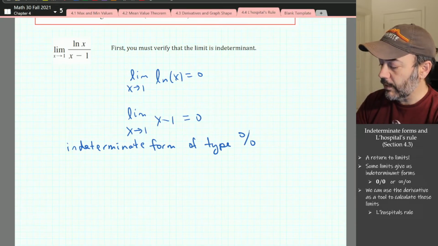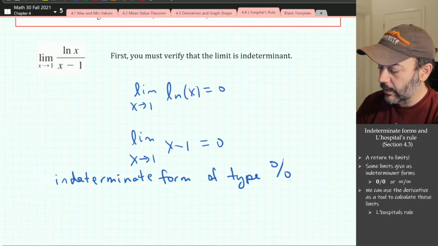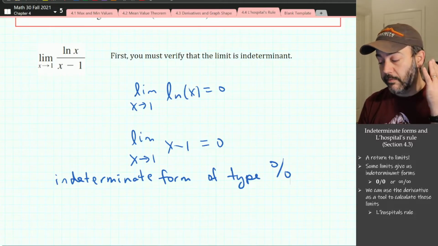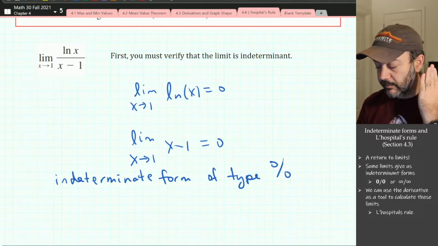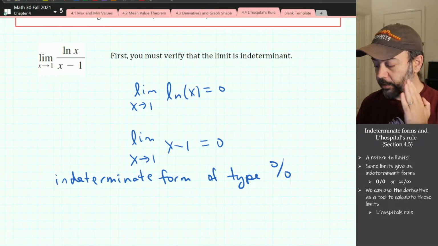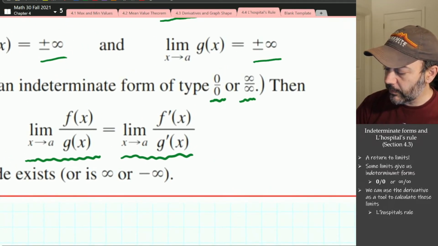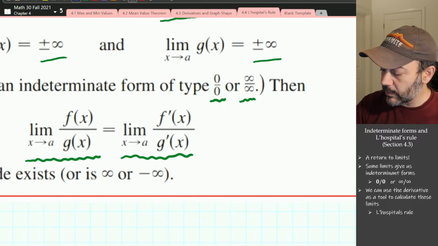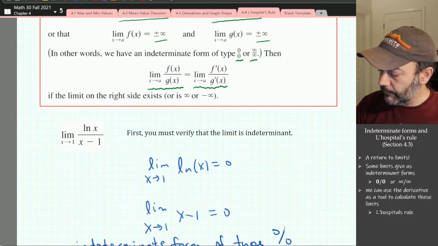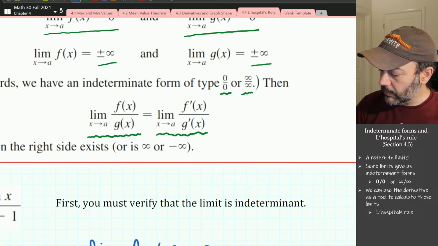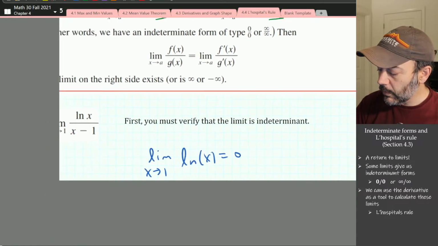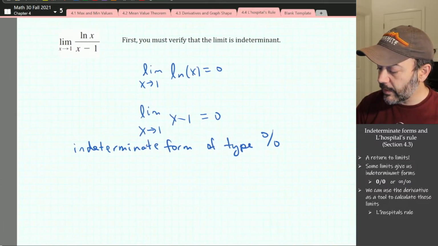Okay, so the first thing you need to do is verify the limit of the numerator is 0 and the limit of the denominator is 0. So we have an indeterminate form of type 0 over 0. The other one we're going to be doing in this video is possibly looking at ones where the indeterminate form is infinity over infinity. So we're going to have both cases.